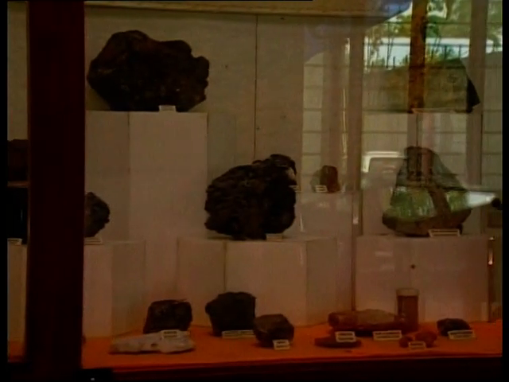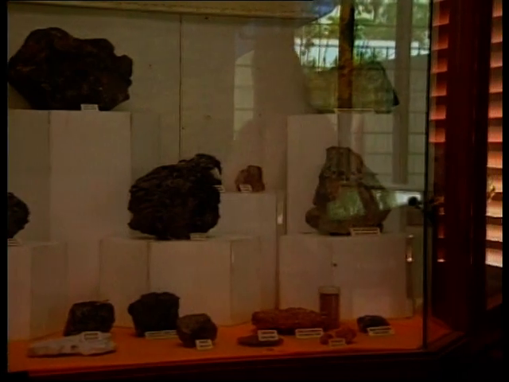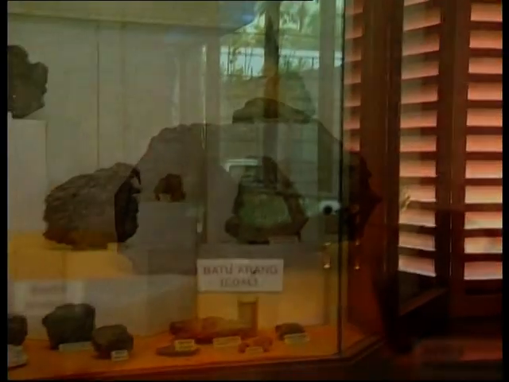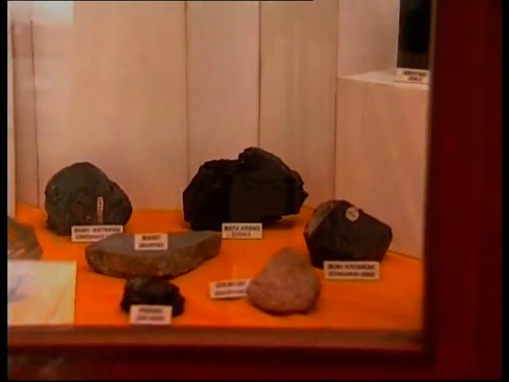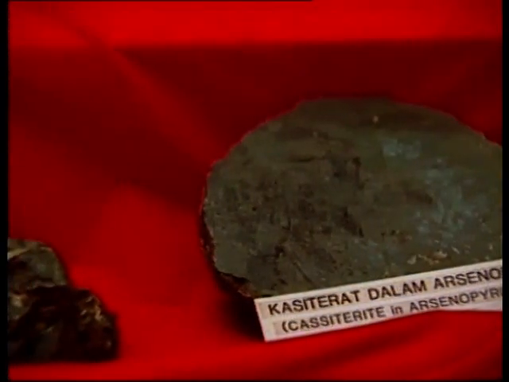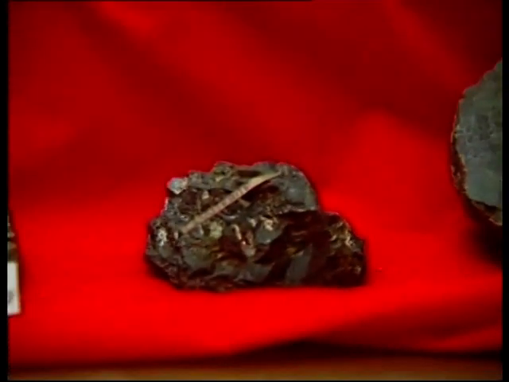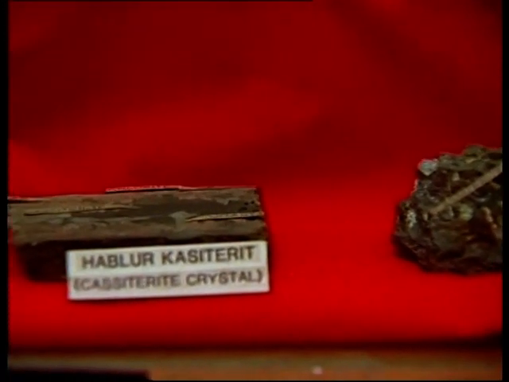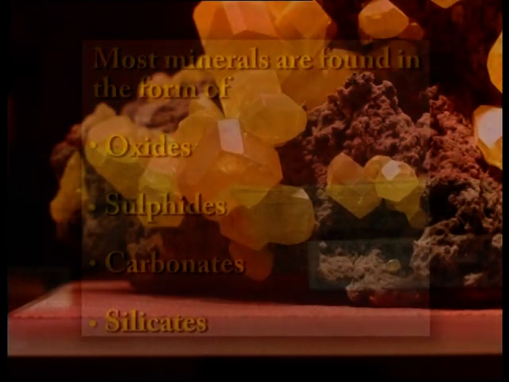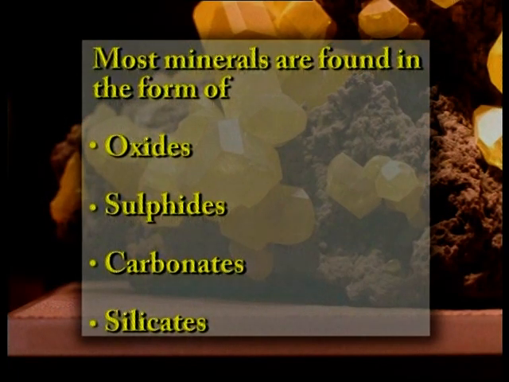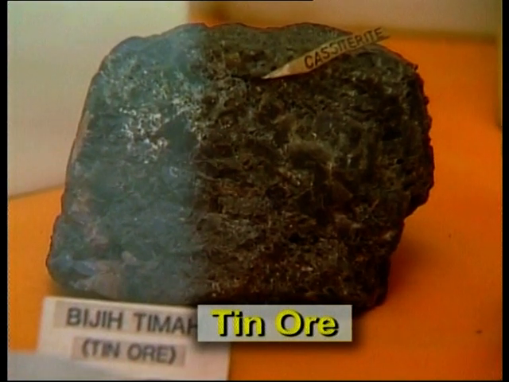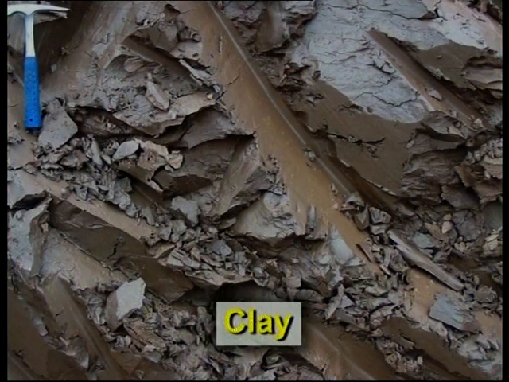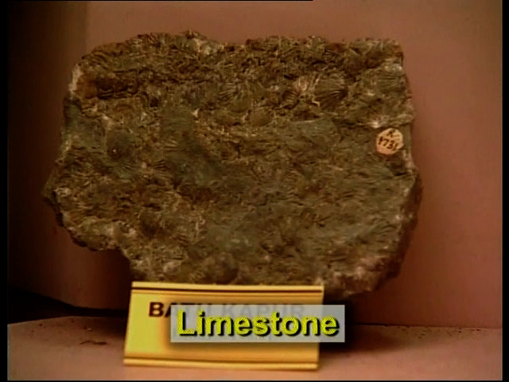As for natural mineral compounds, they are minerals which are present naturally in the Earth's crust as compounds, or in other words, they are formed from active metals which have combined with one or more non-metals. Most minerals are found as natural compounds in the form of oxides, sulfides, carbonates, and silicates. Examples of natural mineral compounds are tin ore, clay, and limestone.